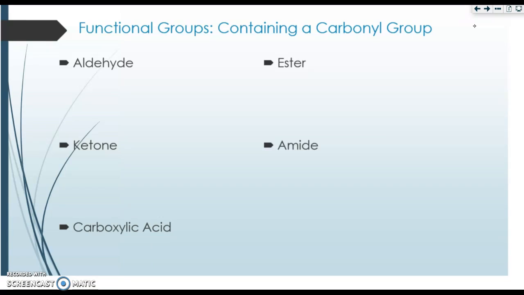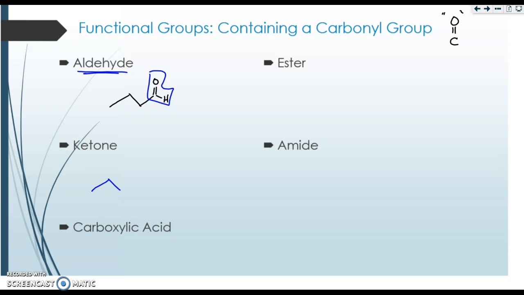Here's a list of functional groups that contain a carbonyl group. Your carbonyl group is going to be an O that is double bonded to a C. So you're going to see that these look very similar to one another. And when you see an O double bond C, you're going to want to look at what's connected to it on the left and the right. That will help you figure out which of these it is. So an aldehyde looks like this. O double bonded to the C with an H. So you would circle this and label it aldehyde.